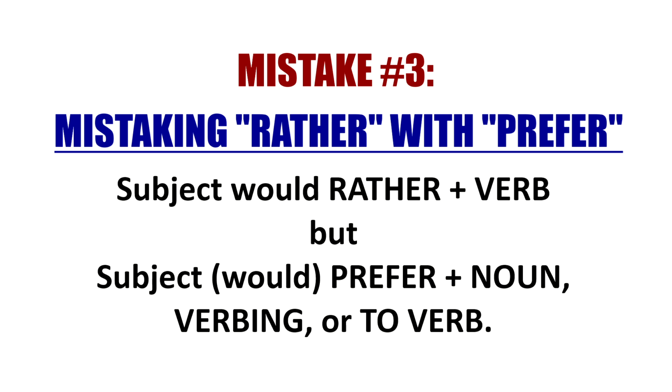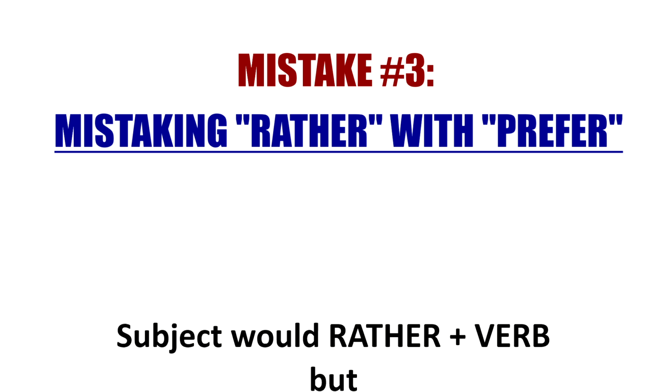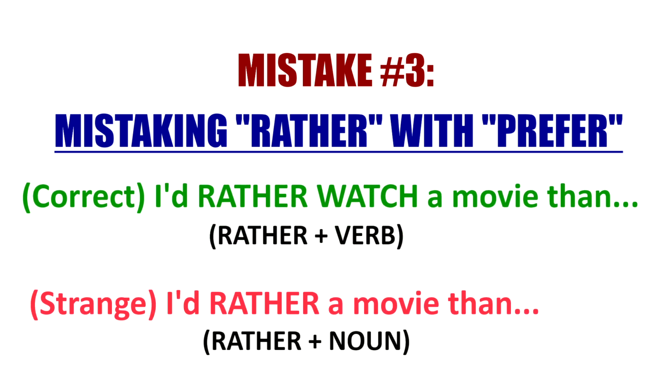When you use rather, it is followed by a verb. Prefer is a verb. So it is followed by a noun, verb ing, or to verb. Here's an example. I'd rather watch a movie than go for a run. That's great. But if I said, I'd rather a movie than go for a run, it's wrong because rather is not a verb. I would rather what?